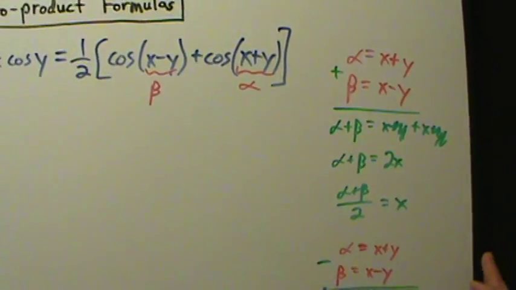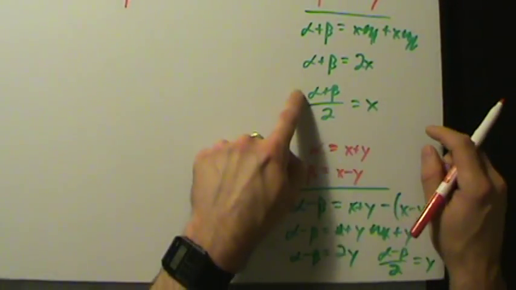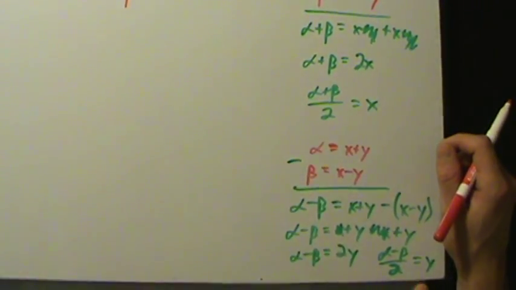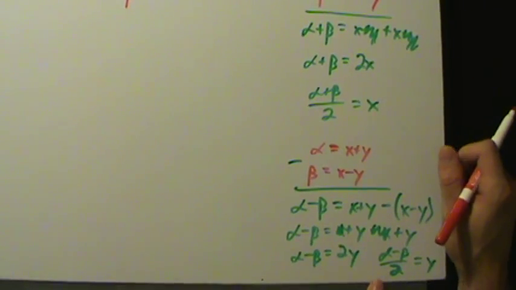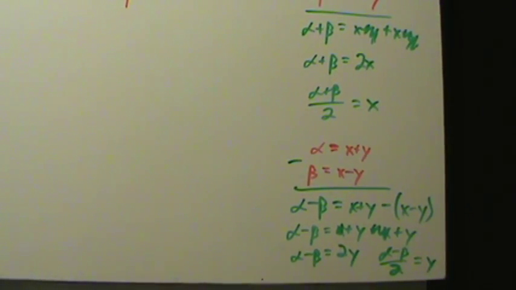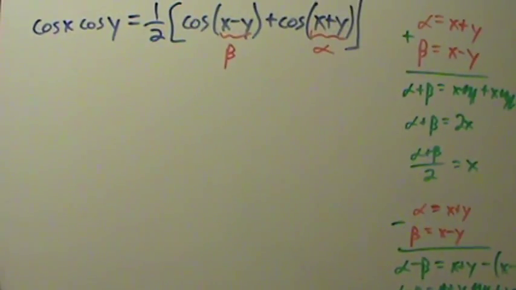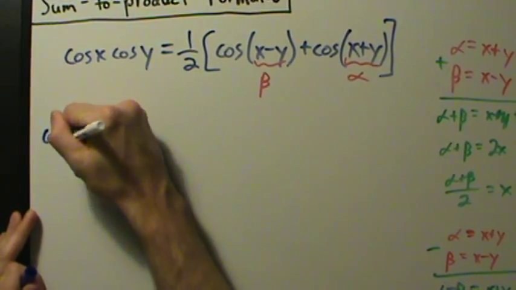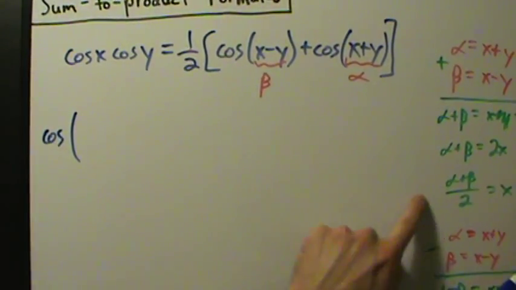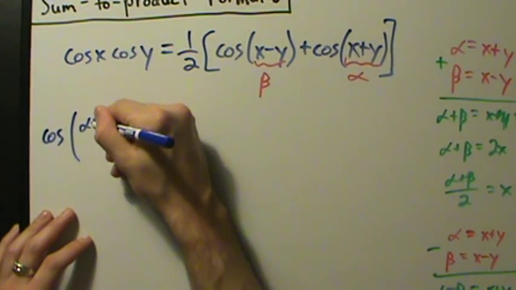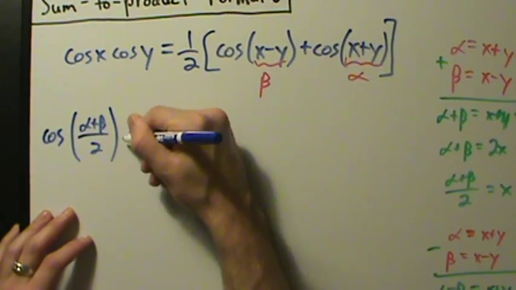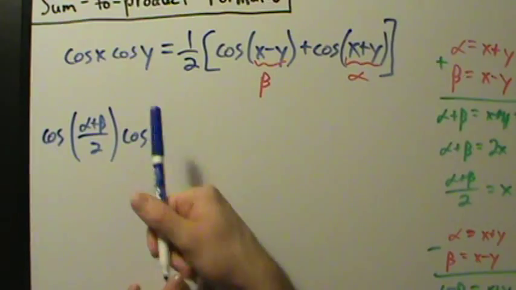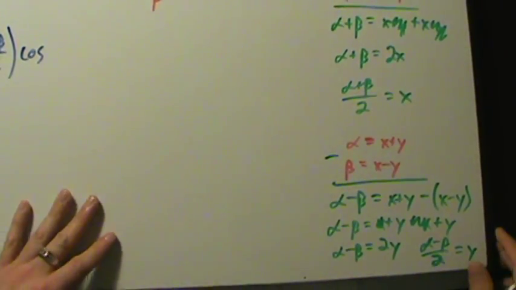All of this stuff is literally exactly the same. We end up with x is alpha plus beta over 2, and y is alpha minus beta over 2. So we still end up with all that same stuff. Let's go through with that and see what happens. We're going to end up with cosine of what's x? X is alpha plus beta over 2. And then cosine of y, what's y? Y is alpha minus beta over 2.